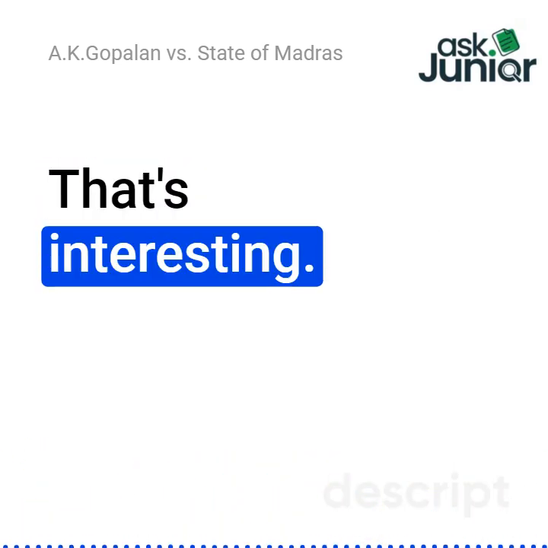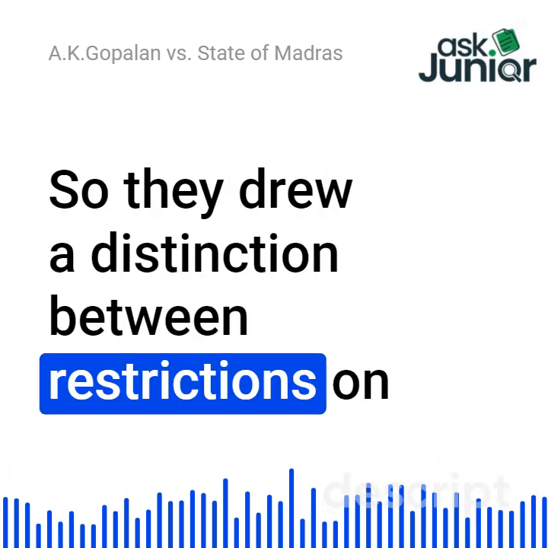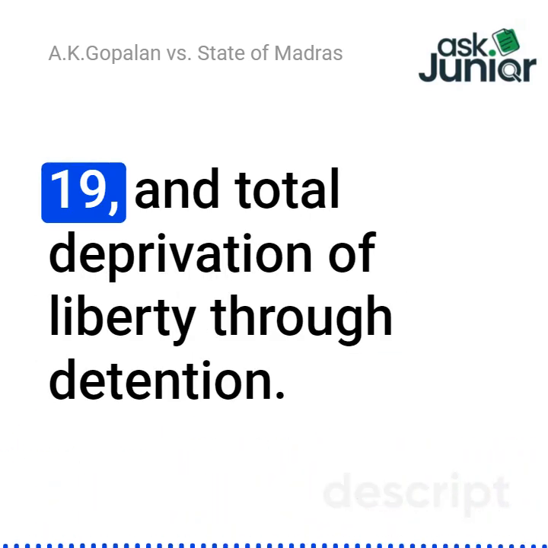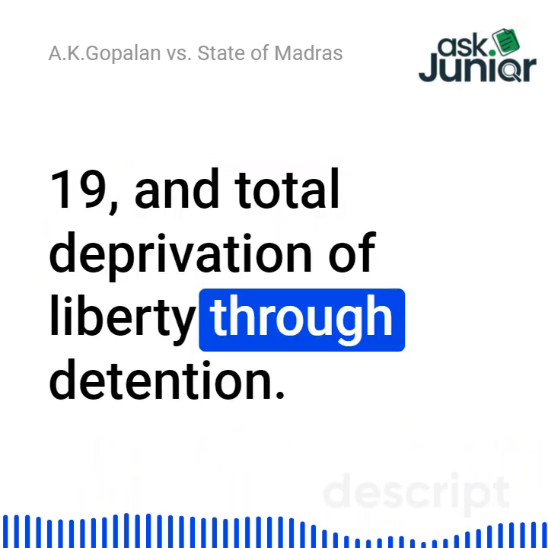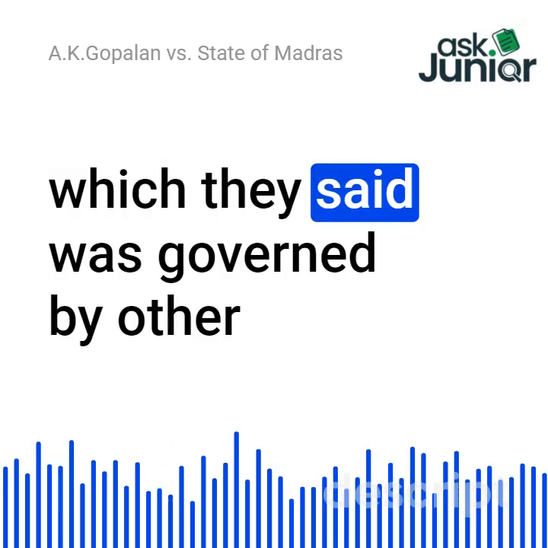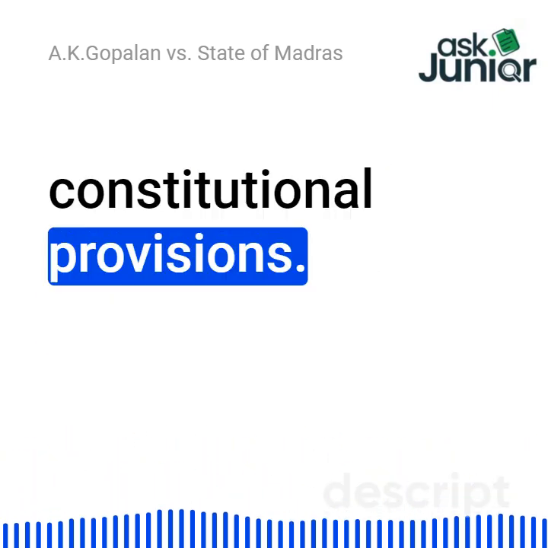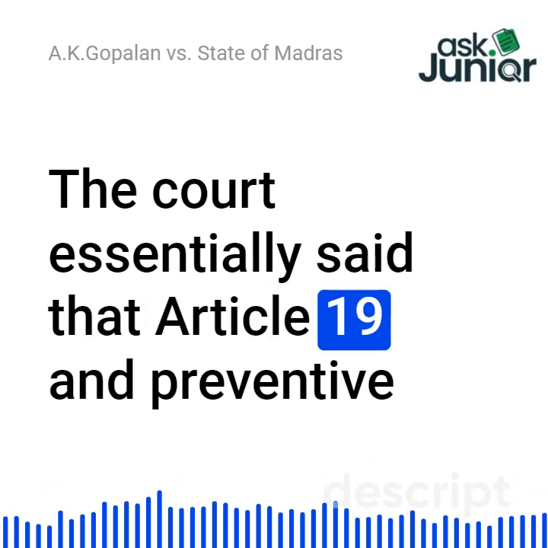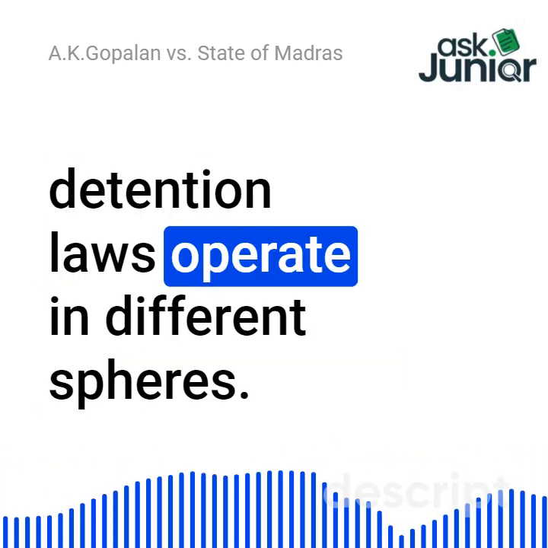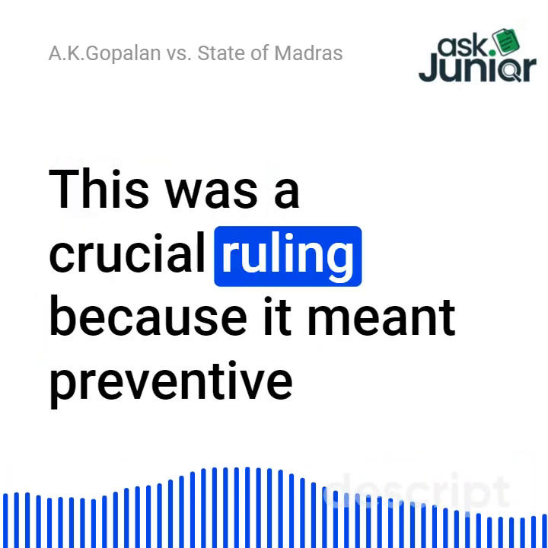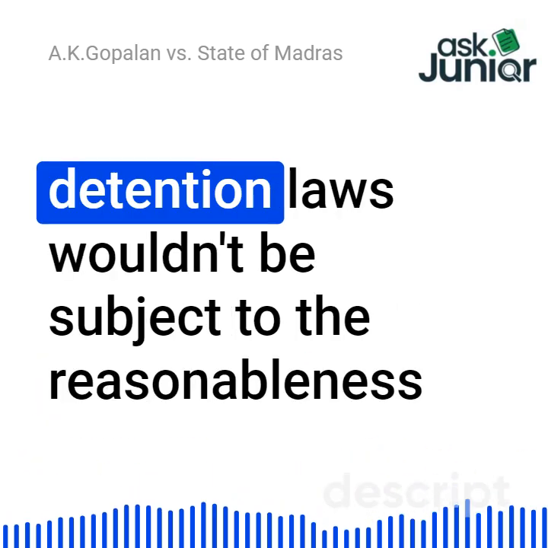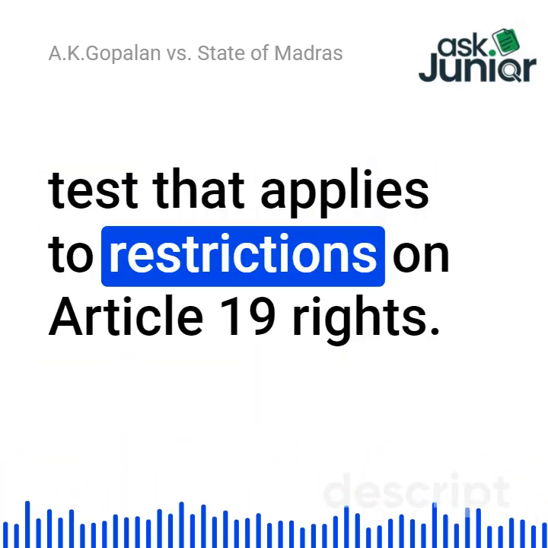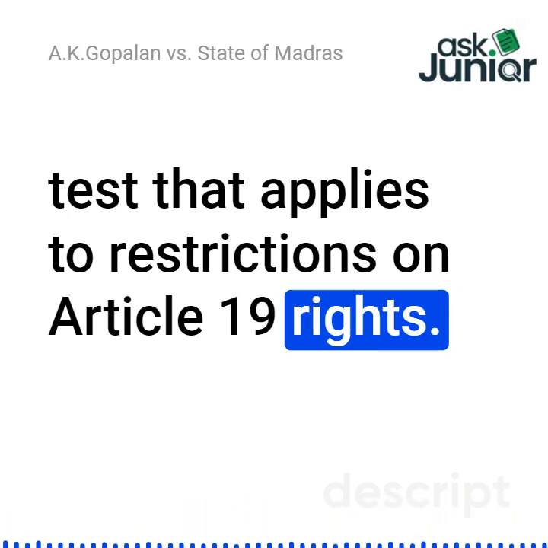That's interesting. So they drew a distinction between restrictions on a free person's movement, which would fall under Article 19, and total deprivation of liberty through detention, which they said was governed by other constitutional provisions. Exactly. The court essentially said that Article 19 and preventive detention laws operate in different spheres. This was a crucial ruling because it meant preventive detention laws wouldn't be subject to the reasonableness test that applies to restrictions on Article 19 rights.